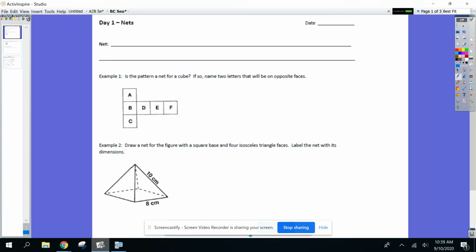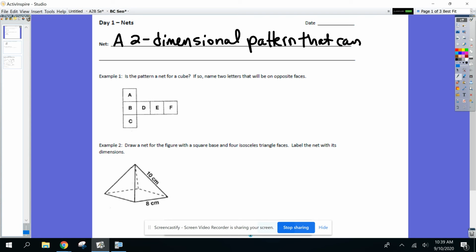What's a net? What is a geometrical net? Let's start with a quick definition. A net is a two-dimensional pattern that can be folded to form a three-dimensional figure.